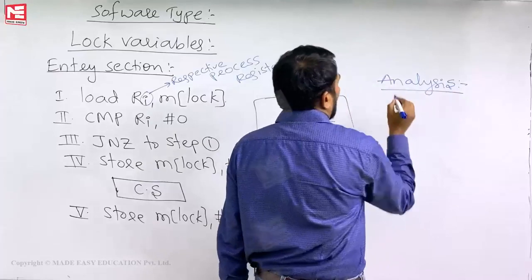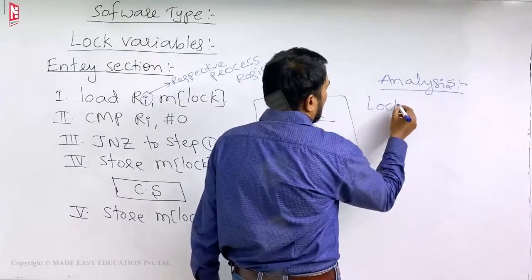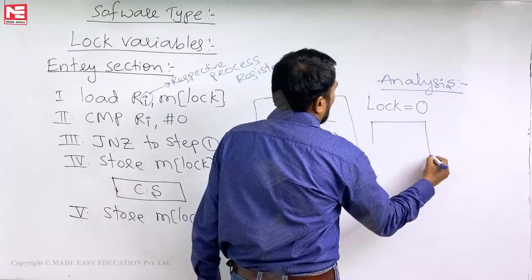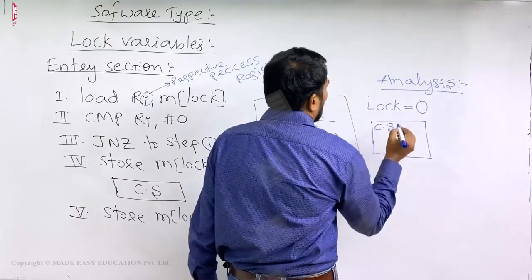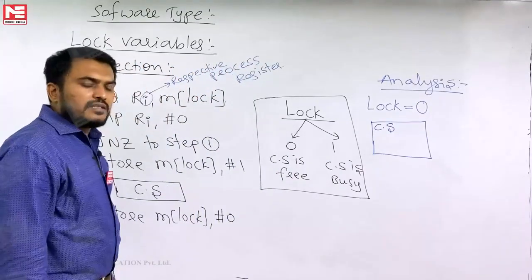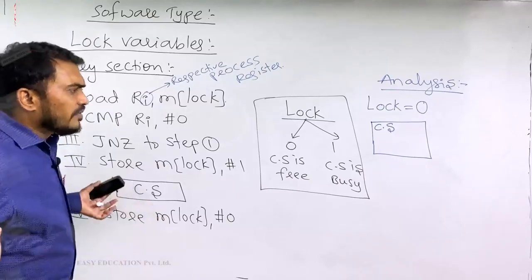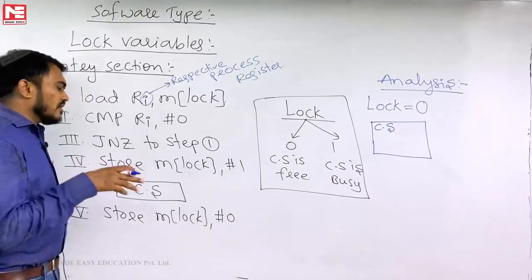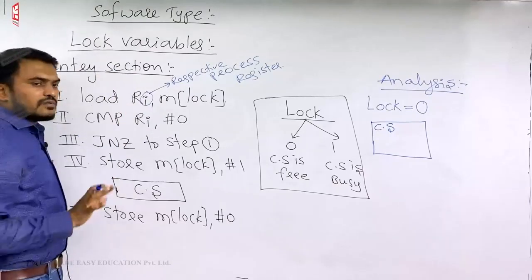In the analysis, I am assuming the initial value of the lock is 0, and nobody is there in the critical section. Right? So now understand here. You can take any number of processes here, P1, P2, P3, P4 like that. If any process wants to enter the critical section, it will make use of the given code here, the entry section.